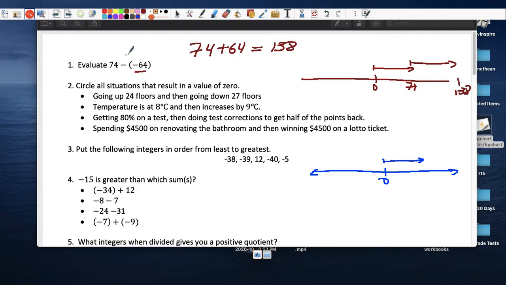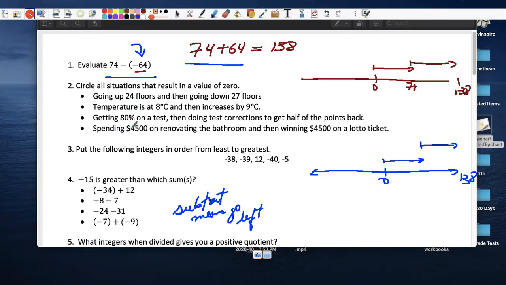Then, remember I told you what subtraction meant. Subtraction on the number line means go left. So we're supposed to go that way. But the problem is, we're supposed to go left, but we're telling this number to go left. Because that number is a negative, that number is going to say, I don't really want to. It's going to do the opposite of what you tell it. So instead of going left, you end up going right 64 paces, which takes you again to 138. So whether you do this or you do this, they end up at the same spot, which is 138.